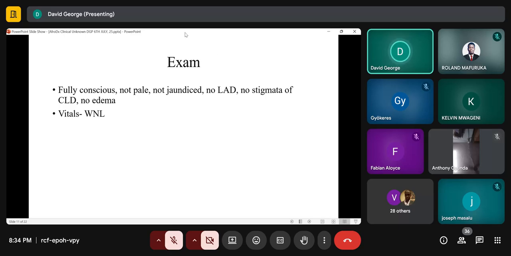Okay, so on exam, this patient was fully conscious. He was not pale, not jaundiced. There was no lymphadenopathy. He had no stigmata of chronic liver disease. No edema. Vitals were within normal limits.